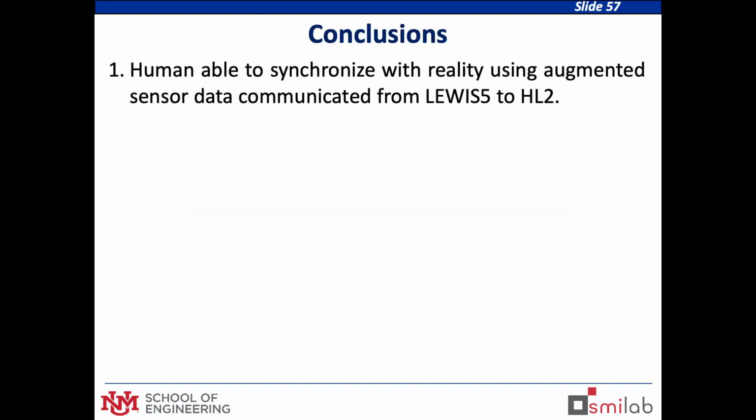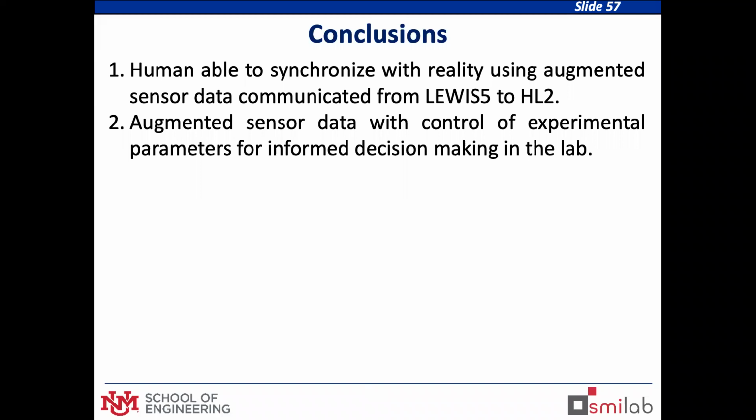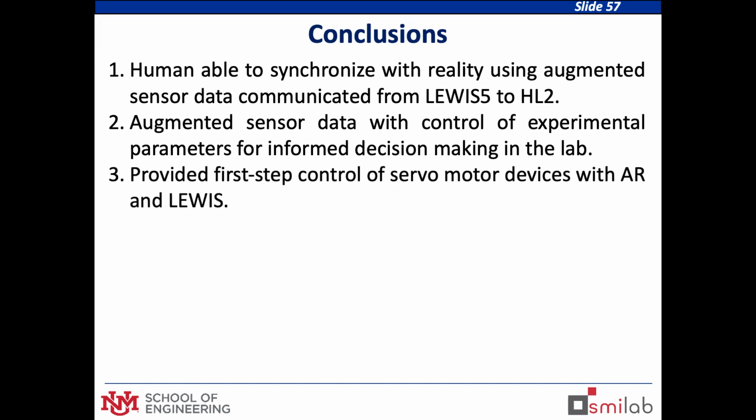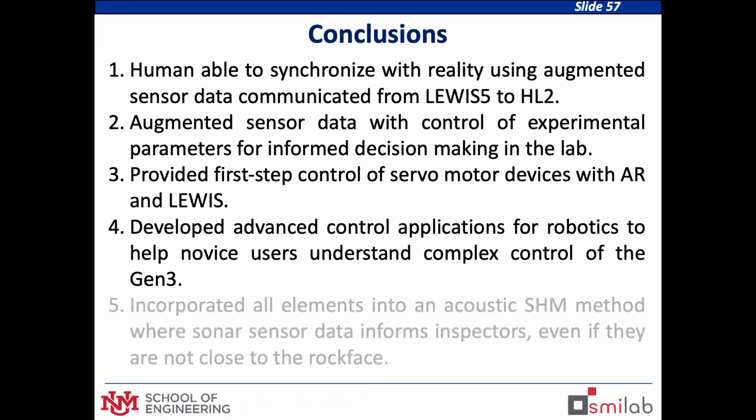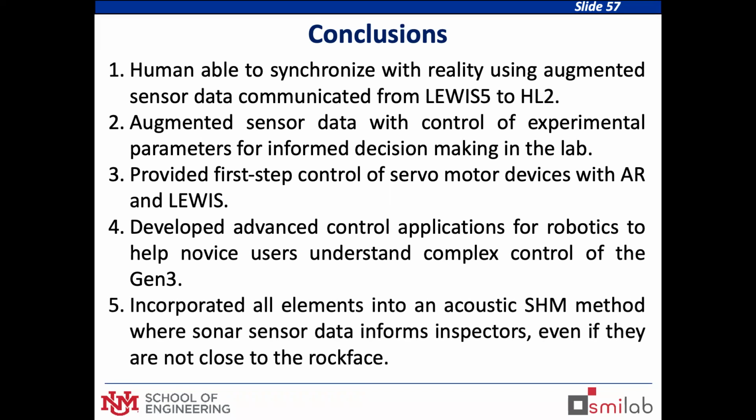So in conclusions, I want to emphasize we like humans to synchronize reality using augmented sensor data communicated with this low-cost sensor with augmented reality. We show that augmented sensor data with control of experimental parameters allows informed decision-making in the lab. We provided a first-step control of several motor devices with AR and Lewis, and developed advanced control applications for robotics to help novice users understand complex control of the Gen 3, the sensor deployment and the vibration of the Gen 3. That's our complex robot, our Kinova. We are including the sonar to inform inspectors of the distance so they can interrogate their machine learning tap testing, even if they're not close to the rock face.